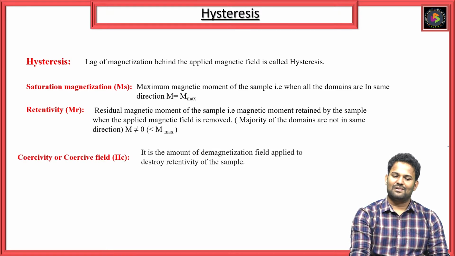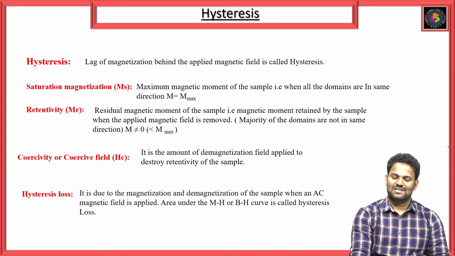Coercivity, or coercive field, is the amount of demagnetizing field applied to destroy the retentivity of the sample. To destroy the retentivity, we apply the magnetic field in the opposite direction. Then we receive the coercivity value. Generally, it is the width of the loop, which will decide the hard and soft magnetic materials.